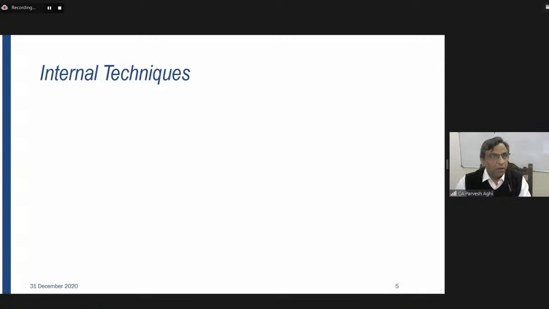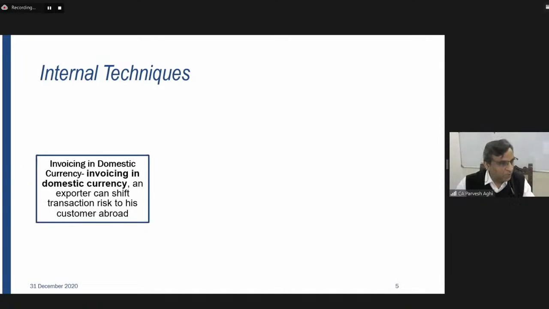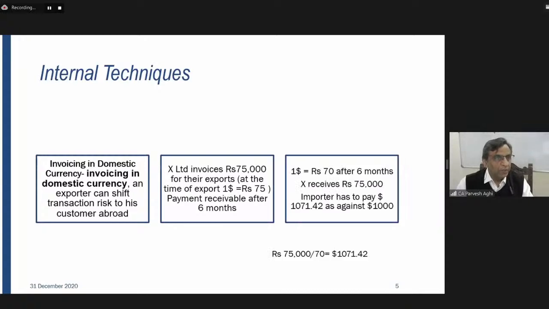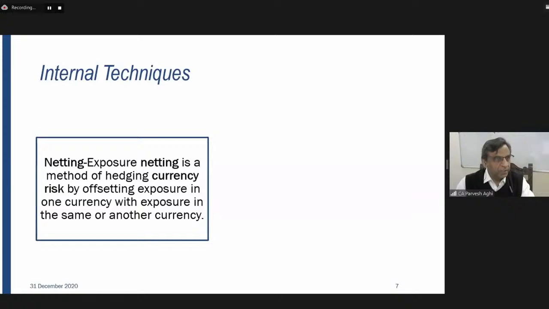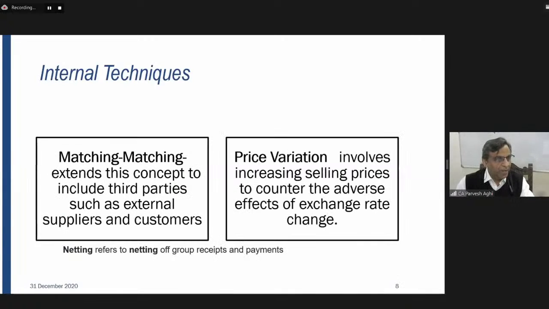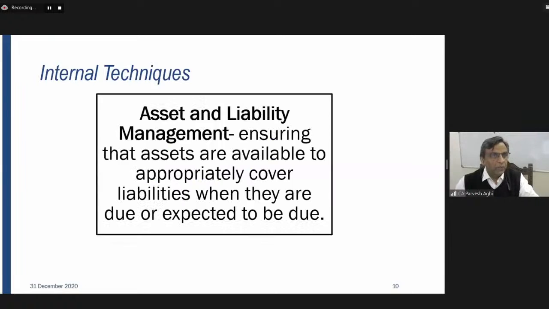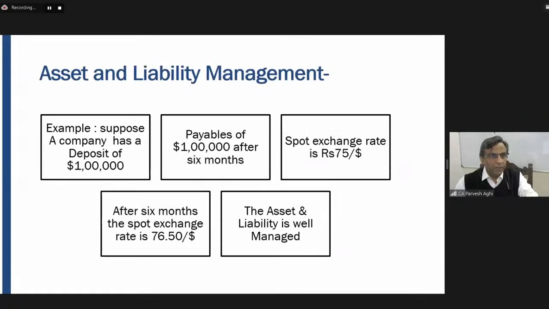And then invoicing in domestic currency, again you can do it for someone, your customer, if he allows you. So it can be a third party. Netting is applicable mostly to your own group companies. But matching is when you talk about companies from third parties. Price variation again involves not the same company but other parties. So I think that covers everything.